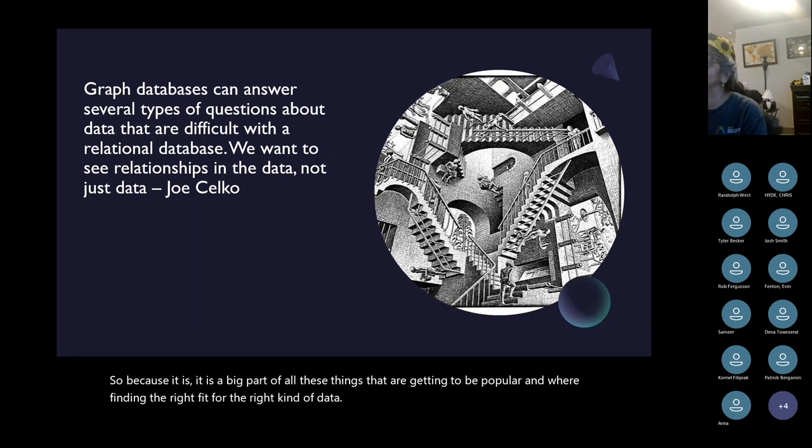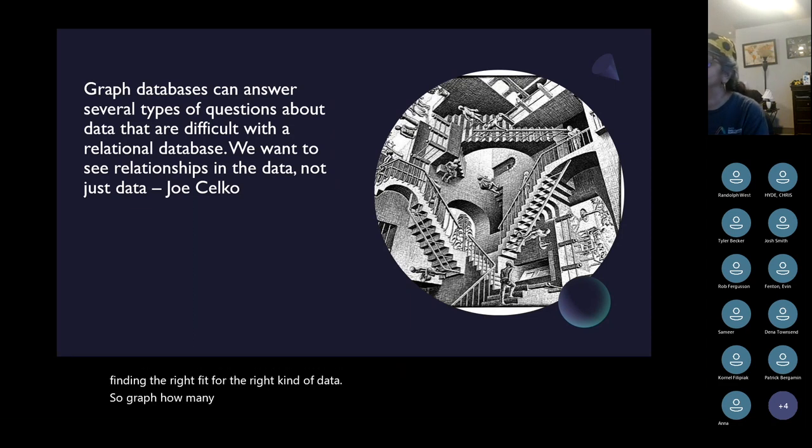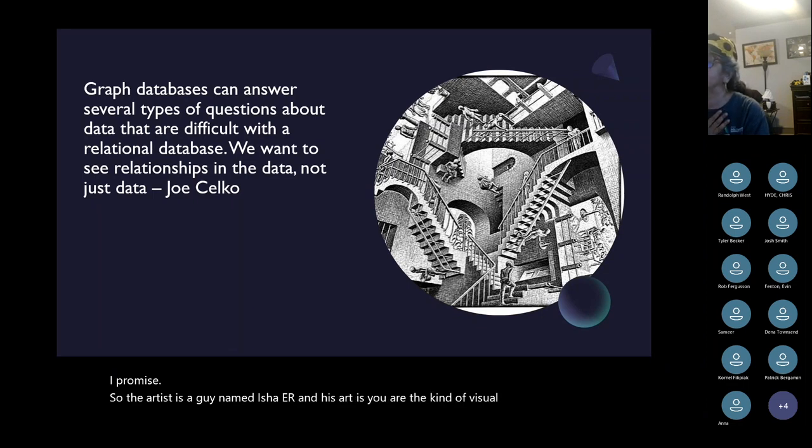Graph, how many people recognize this piece of art? Anyone? I do recognize it, but I don't know who the artist is. So the artist is a guy named Escher, E-S-C-H-E-R. And his art is, if you're the kind of visual person like I am, a great way to understand how graph data is laid out.